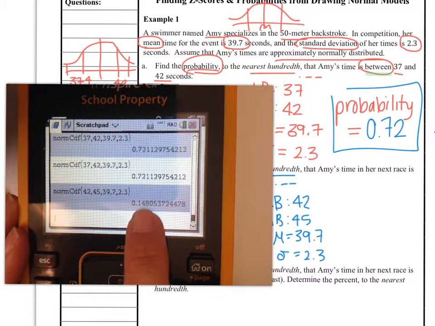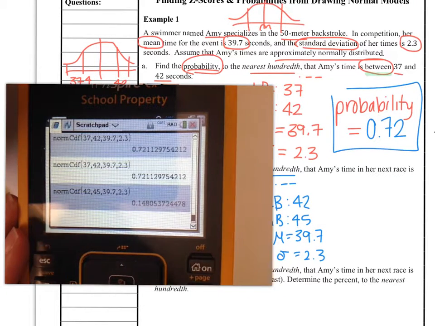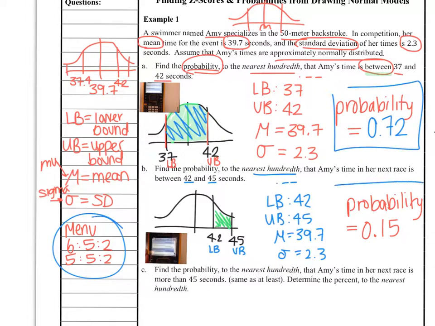This is our probability, so this would be 0.15 because the 4 looks at the 8. The 8 says, hey 4, you better bump up. Okay? So again, our probability, if you hadn't already written it down, is 0.15.